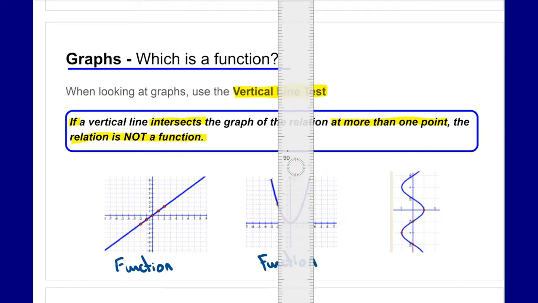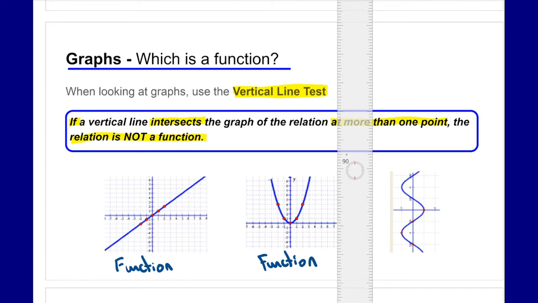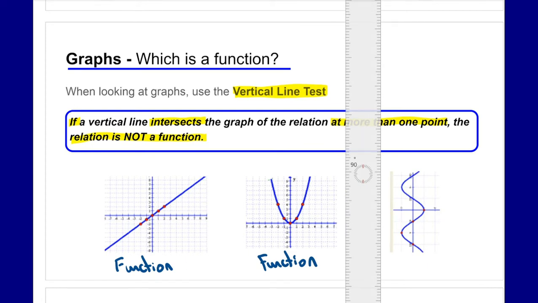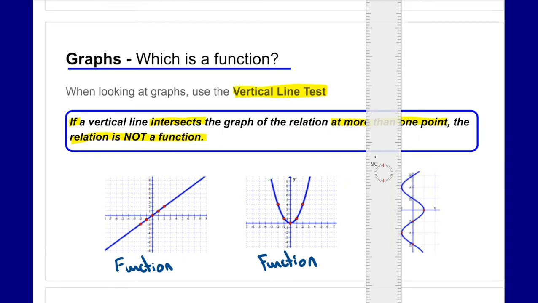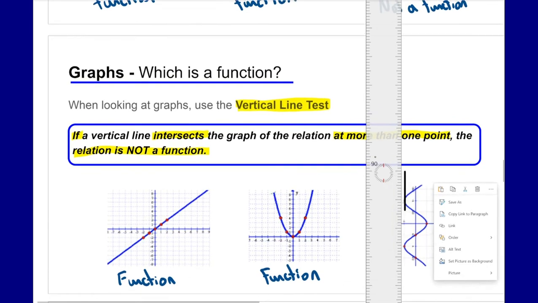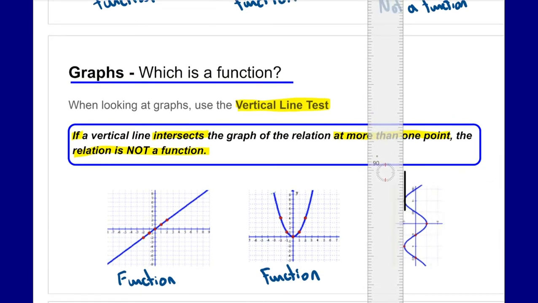Finally, if we look at our third example, maybe by now you might start to see where this is going. If I take my vertical line and go across, I don't even need to go further. I see that my line hits this graph at 2 points. So let's draw our vertical line down so we can see by example.